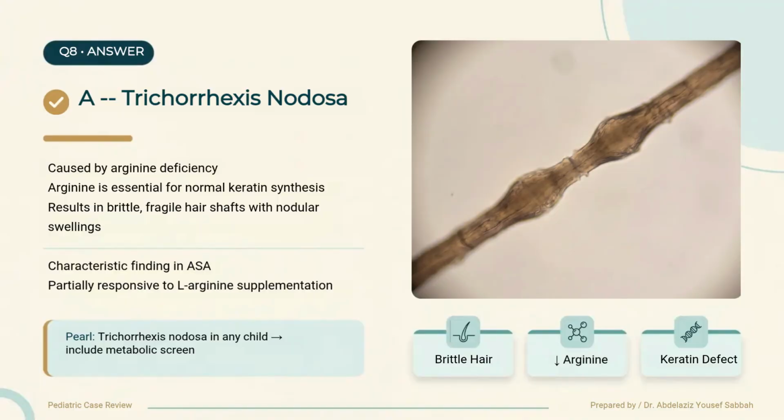The correct answer is option A, trichorexis nodosa. Trichorexis nodosa is caused by arginine deficiency. Arginine is essential for normal keratin synthesis, and when it is lacking, the hair shafts become brittle and fragile, developing the characteristic nodular swellings seen on examination. This is a recognized clinical finding in Argininosuccinic Aciduria, and it is at least partially responsive to L-arginine supplementation. A useful clinical pearl: trichorexis nodosa in any child should prompt the clinician to include a metabolic screen in the workup because it may be the visible clue to an underlying urea cycle disorder.